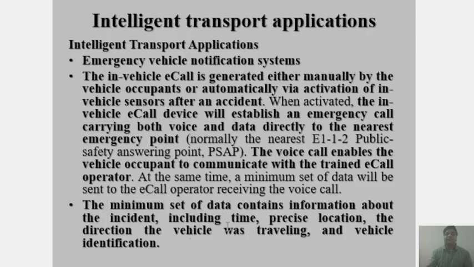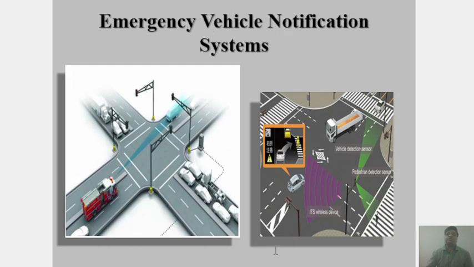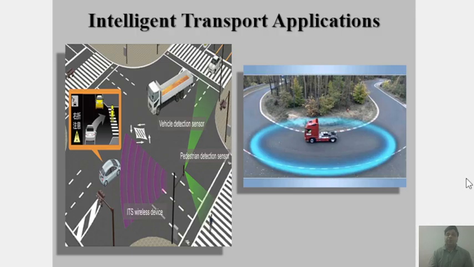So what is the minimum set of data needed for this? What the incident is, at what time, the location at which the incident happened, the direction in which the vehicle was traveling, and the vehicle identification. So this is the emergency vehicle notification system. If any incident, breakdown or accident has occurred on the road, some vehicle notification should come such that an emergency vehicle can reach the point in no time.